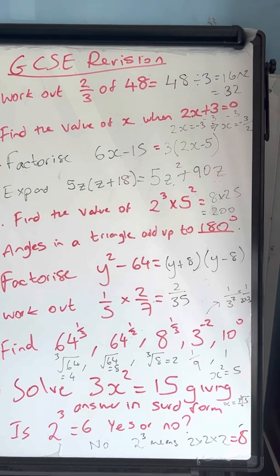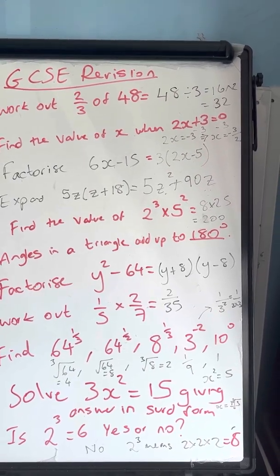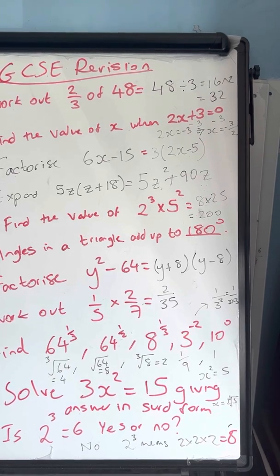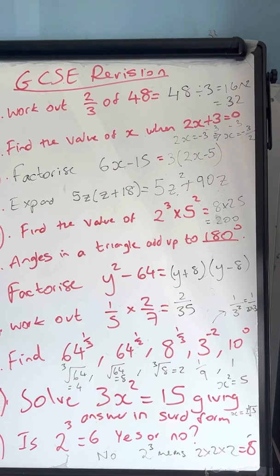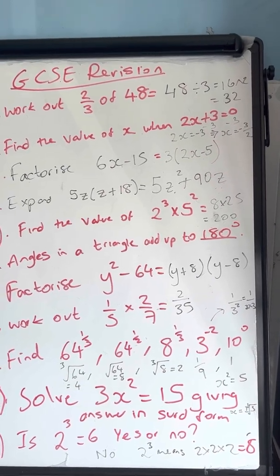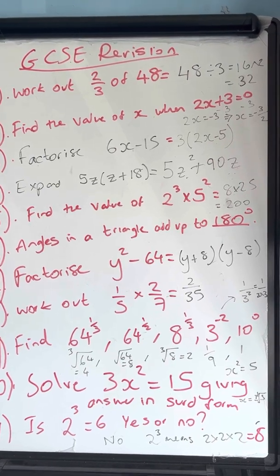3 to the minus 2, well, the negative makes it the reciprocal, so it's 1 over 3 squared, which is 1 over 3 times 3, which is 1 over 9. And then lastly, 10 to the power of 0 is 1. Anything to the power of 0 in maths is just 1. Okay.